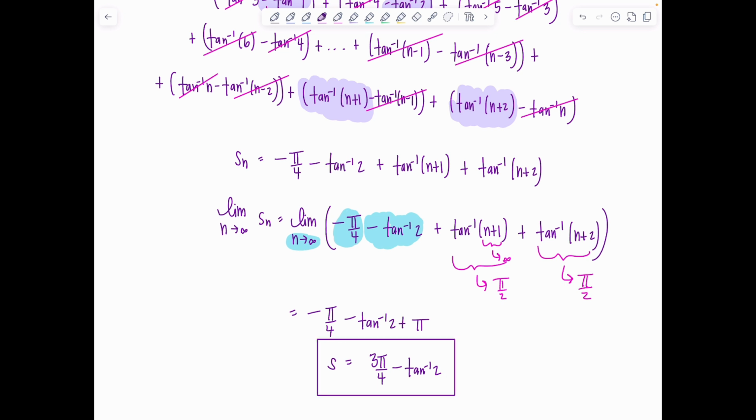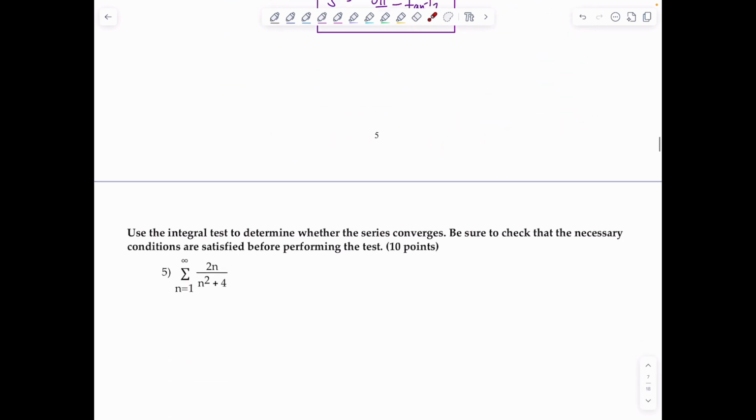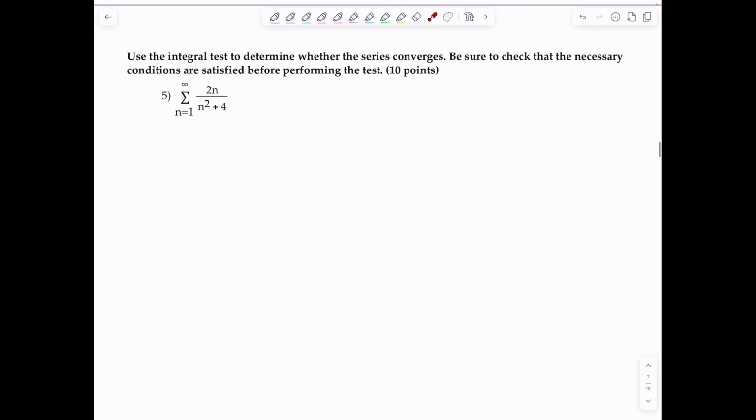Okay, so my students don't get a calculator. They would just leave it as tan inverse of 2. And that's it. Converges. Beautiful. If the telescoping series were to diverge, this limit would be infinity or negative infinity or not exist, something like that. Okay, very good.